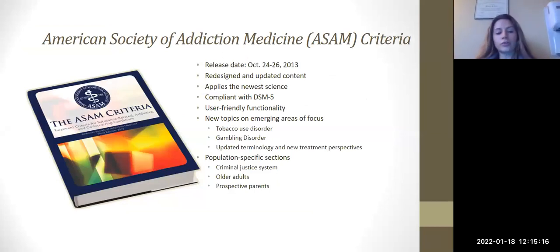So I'm going to introduce two different models that you can use to organize this. One is called Aspert and the other one is ASAM. ASAM is the American Society of Addiction Medicine Criteria assessment program. This is something that you can get training in the community for. It's compliant with DSM-5. It's very data-driven, science-driven.